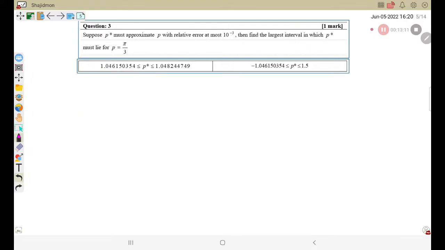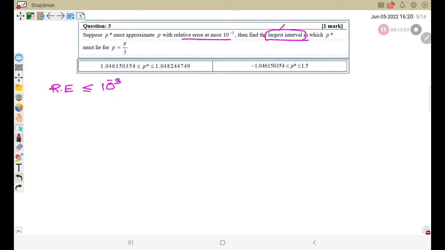Third question: suppose P star must approximate P with relative error 10 power minus 3 at most. Relative error at most means less than or equal to 10 power minus 3. Find the largest interval.